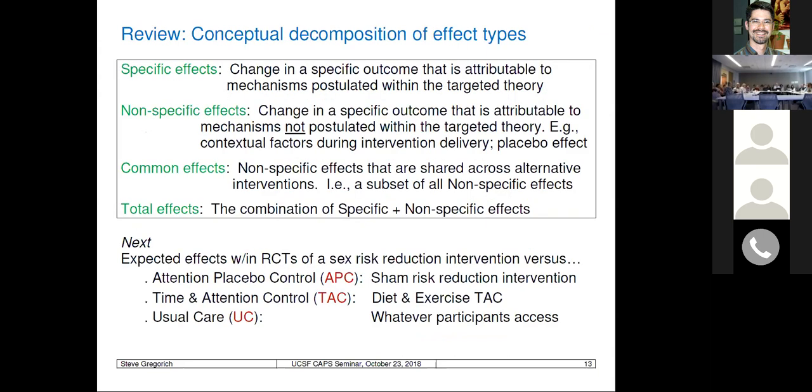Talk about that. So again, going back to specific effects, non-specific effects, common effects, and total effects, I want to do a conceptual decomposition of these three control group types, just to see what you might expect to get when you estimate your group difference at the end of the day. So for attention placebo control, it's like a sham risk reduction intervention. Time and attention, it's going to be diet and exercise versus, say, a sex risk reduction intervention. And usual care is whatever participants access on their own outside of the study.